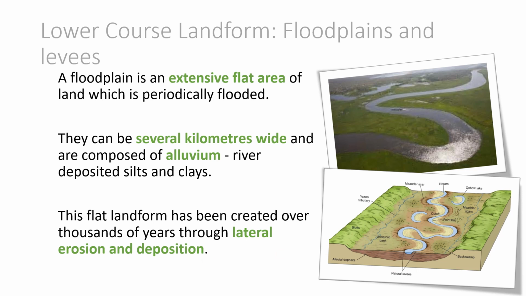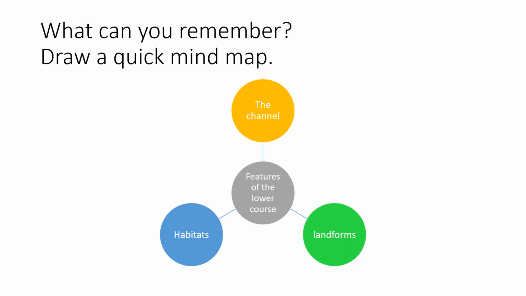And what would be really useful is if you now just draw up from memory, if you can, a really simple mind map of the features of the lower course. So what is it about the channel? Was it narrow? Was it wide? Was it fast? Was it slow? Was it deep? Was it shallow? What landforms were there? Were we seeing V-shaped valleys?